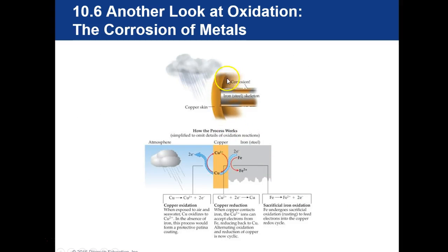So here's what's happening. We've got the copper skin of the Statue of Liberty, right? She's getting rained on. Then there's an iron skeleton on the inside, and it's corroding. So here's how the process works. In copper oxidation, when exposed to air and seawater, copper is oxidized to Cu+2. In the absence of iron, this process would form a protective patina coating. With copper reduction, when the copper contacts the iron, the Cu+2 can accept electrons from iron, reducing back to Cu. Alternating oxidation and reduction of copper is now cyclic. So the sacrificial iron oxidation is where the iron undergoes sacrificial oxidation to feed electrons into the copper redox cycle.